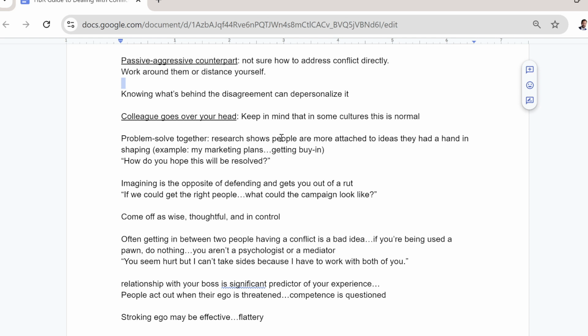Knowing what's behind the disagreement can help depersonalize it, so understanding why they feel upset and why they're being passive-aggressive, rather than focusing on you and why you're hurt by that. Let's do another example. Let's say your colleague goes over your head. And keep in mind that in some cultures, this is normal. It's not considered a bad thing. I had this before. I had an employee under me who went over my head when I was away traveling on vacation. And maybe she just felt that was a normal thing to do, but it ended up backfiring for her.